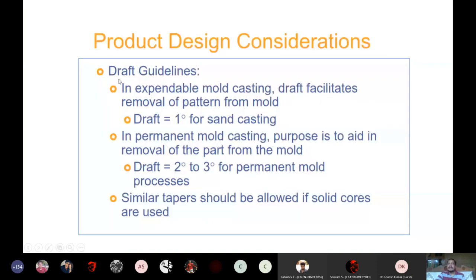So you can see the draft guidelines. In an expendable mold casting, draft facilitates removal of the pattern from the mold. The normal draft angle will be 1 degree for sand casting. In permanent mold casting, the draft angle will vary from 2 to 3 degrees. Again, these variations I showed you will differ between your inner surface and your outer surfaces.